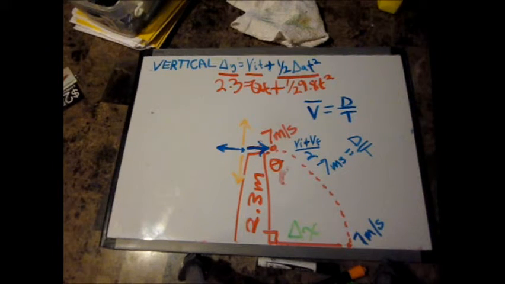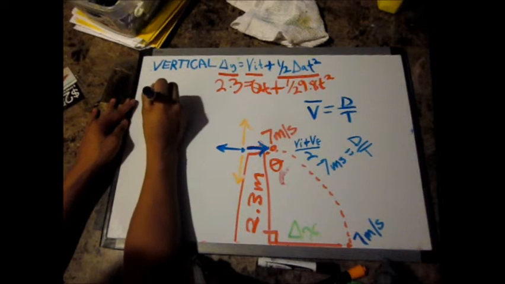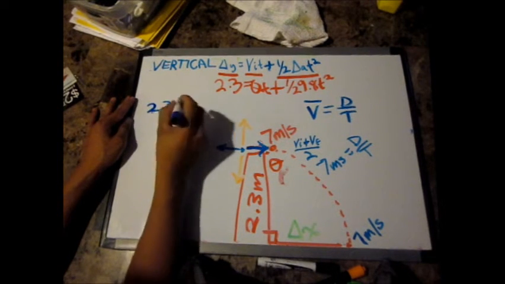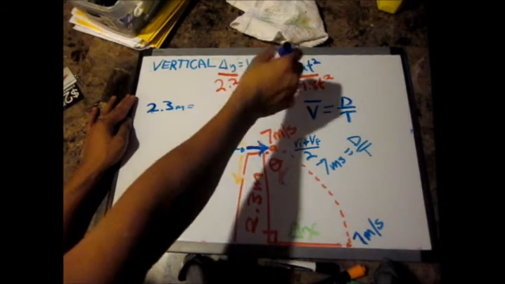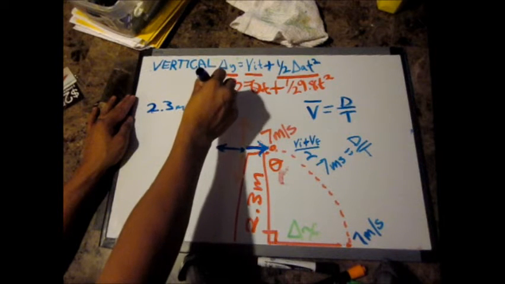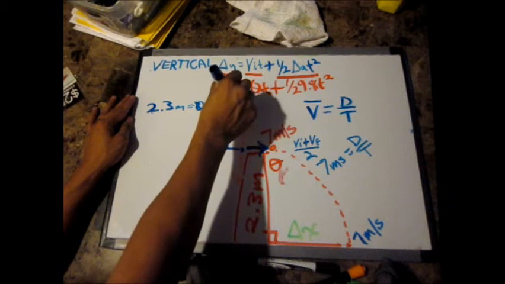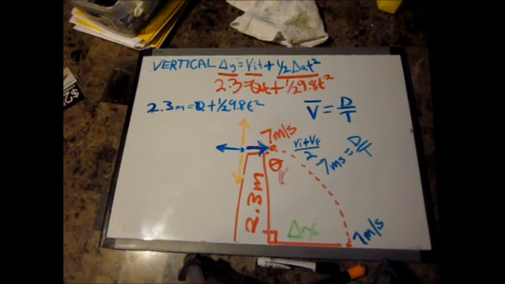And so here we have enough to find out our change of time. So let's go ahead and start the equation over here. Here we have 2.3 meters, and it equals 0 times time is 0, so that's 0, plus 1/2 9.8 t squared. So the first thing I want to do is I want to bust out my trusty calculator.